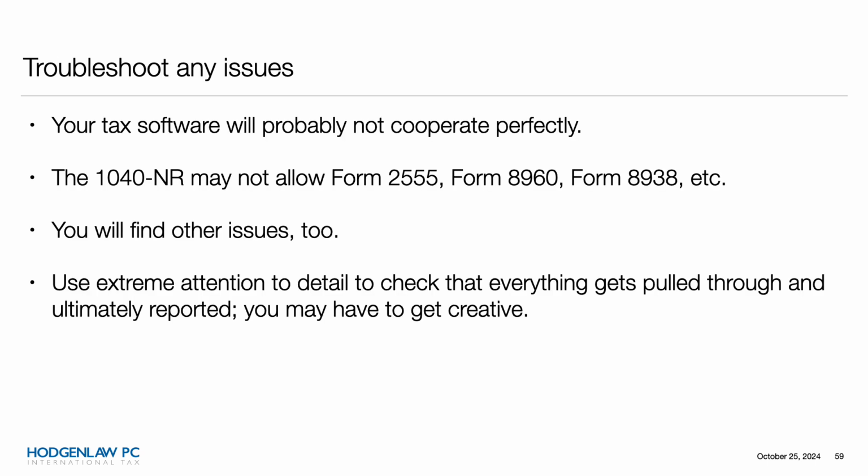Keep in mind you're going to have to troubleshoot some issues. Probably your tax software will not cooperate perfectly. The 1040 NR might not allow the 2555, the 8960, 8938, etc. You might find other issues in your tax software that I don't have in mine. So I recommend using extreme attention to detail to check that everything gets pulled through and ultimately reported. And in some cases, you may need to get a little bit creative to make it all work.